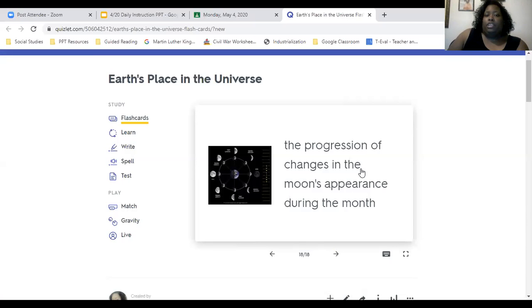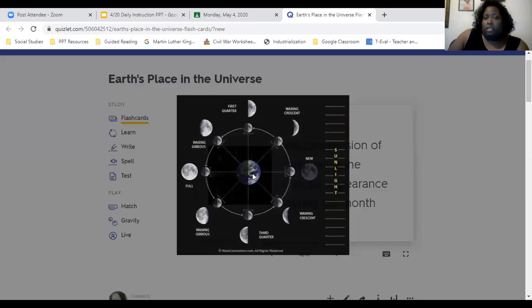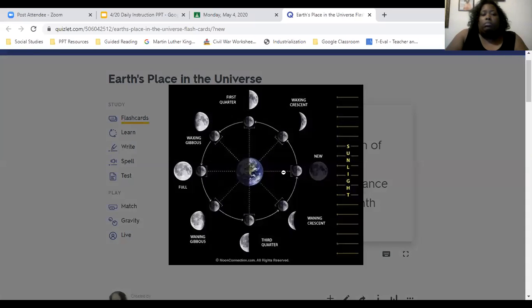And then the phases of the moon, let's read the definition. It is the progression of changes in the moon's appearance during the month. And so we have the new moon, which you cannot see as well because the sunlight is shining on the opposite side of the moon. But you can see the moon. It is not as bright though.